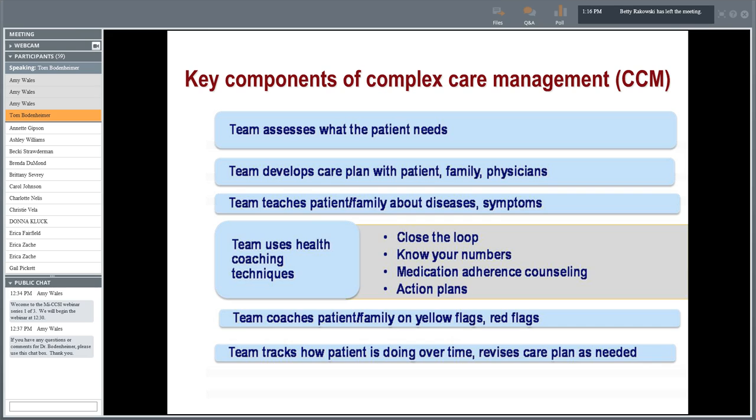And one of the key differences between, say, someone with diabetes only and someone with hypertension, congestive heart failure, COPD, all of these different things, is that yellow and red flags are very crucial. So teaching the patient and family what the signs are that you might be going over the cliff with your chronic disease and might need to be hospitalized or go to the ED, making sure they see those things early and can do something about them. So that's a very key part of complex care management.